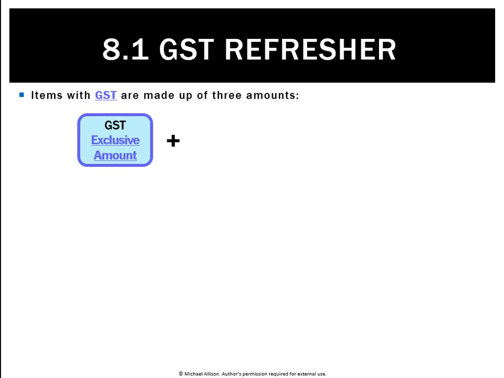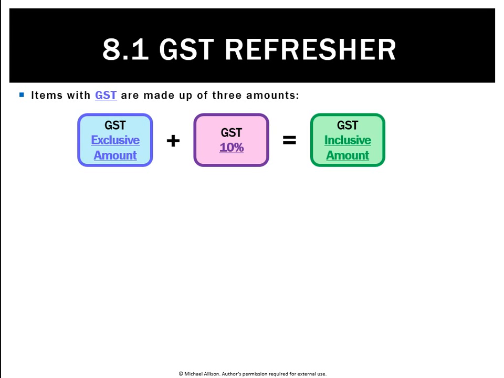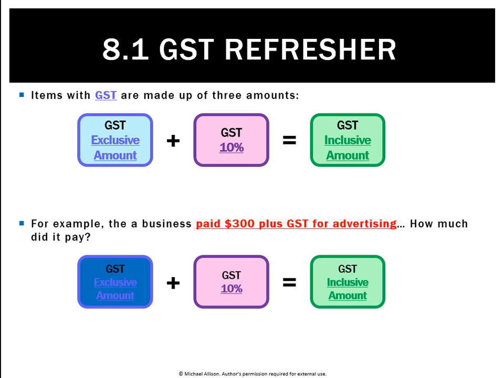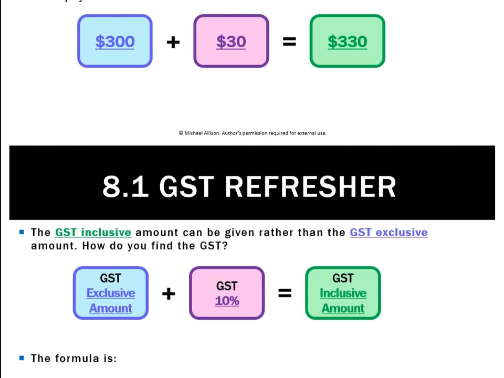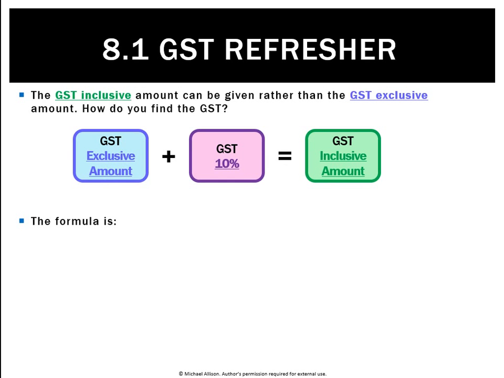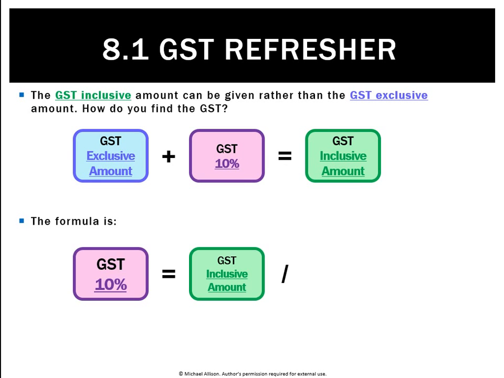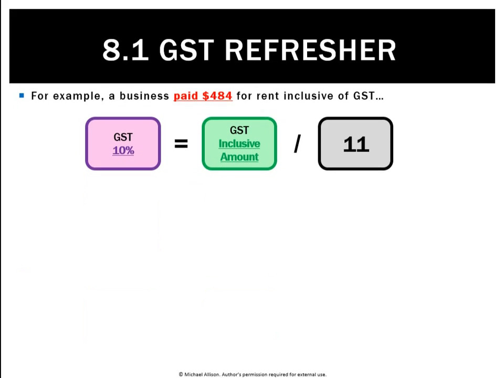The GST, remember, is made up of three amounts. We've got the exclusive amount, the GST of 10%, and what's called the inclusive amount. For example, the business paid $300 plus GST for advertising. The exclusive amount is $300, GST is $30, and the inclusive is $330. When we get given the inclusive amount, we just change our formula a little bit. If it's GST of 10%, we take the inclusive amount and divide it by 11 to figure out how much the GST is.